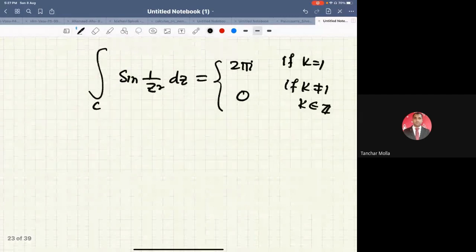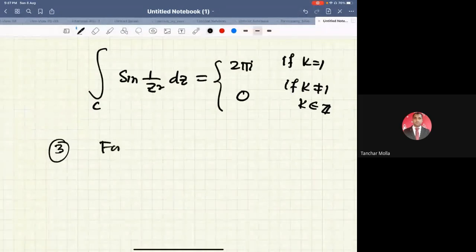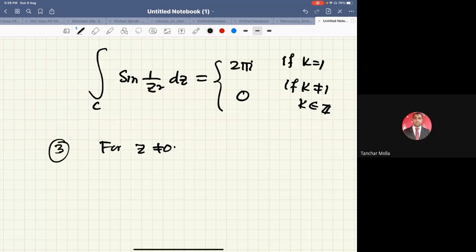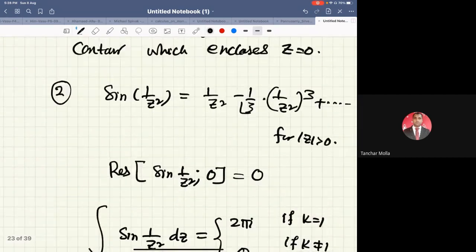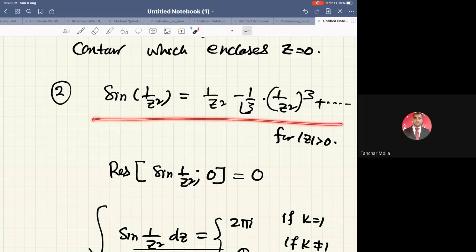So the third one is maybe the last one I want to write. For z not equal to 0, the residue of z square into sine 1 by z square at z equals 0. What is its value? I am multiplying z square to this. So what will be the value? 0.